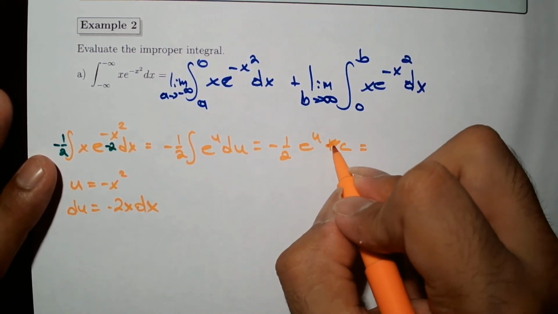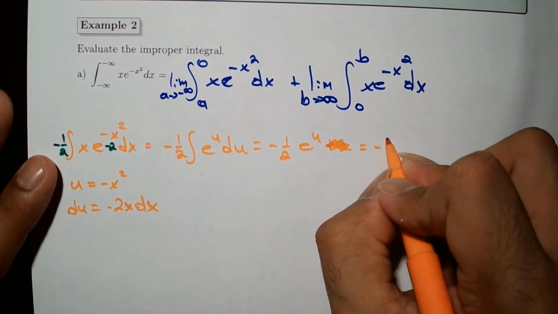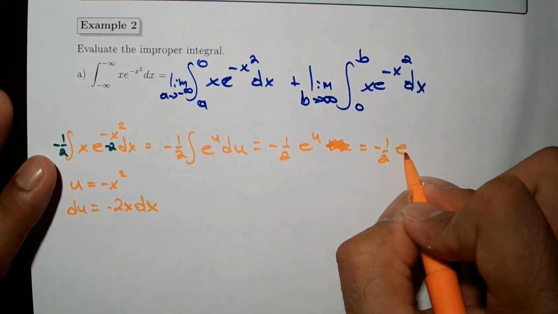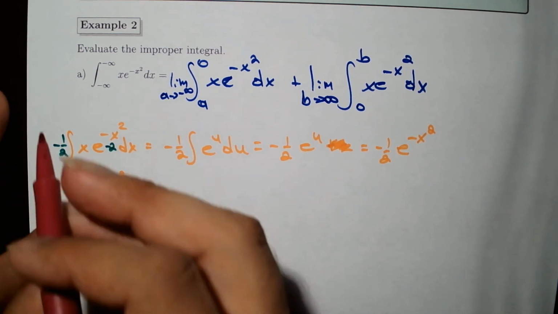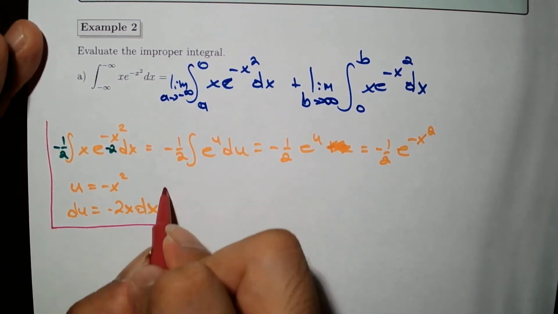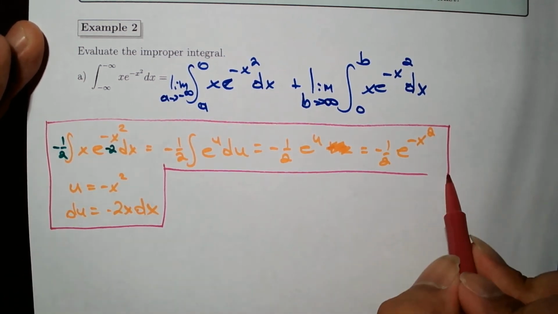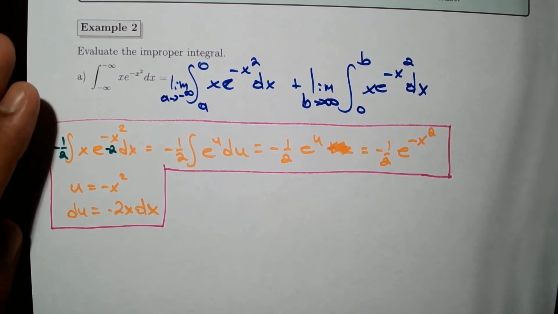Well, actually I'm going to omit the plus c because we're going to have limits of integration. This is going to be negative 1/2 e to the negative x squared. So I'm going to box this, and I'm going to continue here. So what are we going to get?